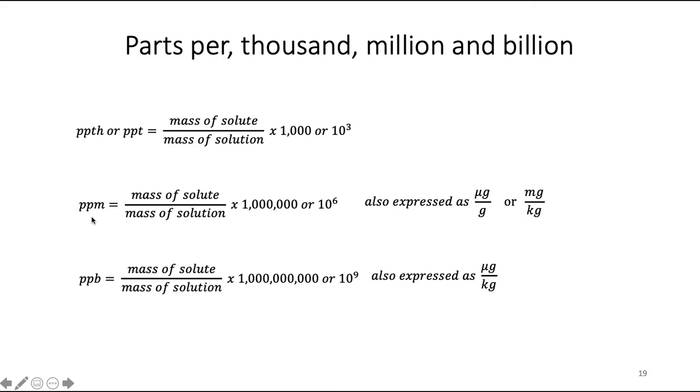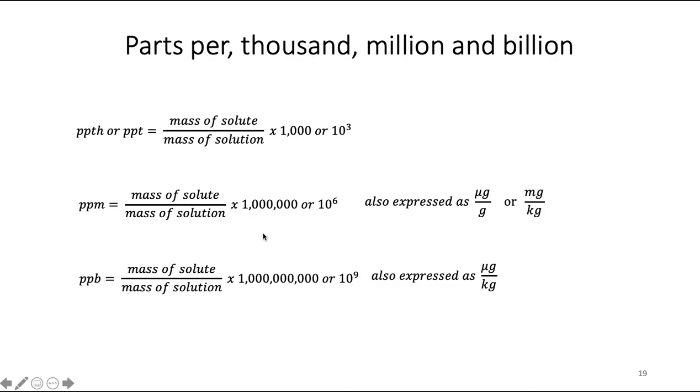Parts per million is, once again, a definition that we've seen before, mass of solute over mass of solution, but it's multiplied by 1,000,000 or 10 to the 6th, right? A million has six zeros, so 10 to the 6th. Parts per billion is mass of solute over mass of solution multiplied by 1,000,000,000 or 10 to the 9th. So 9 zeros, 10 to the 9th, that's a billion.